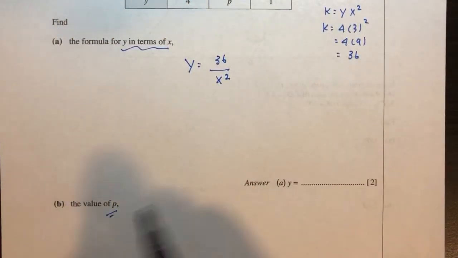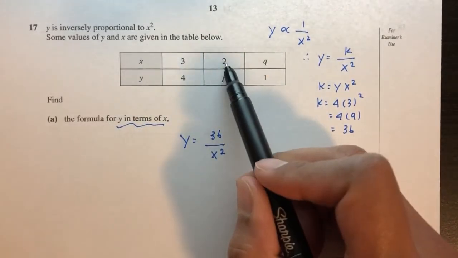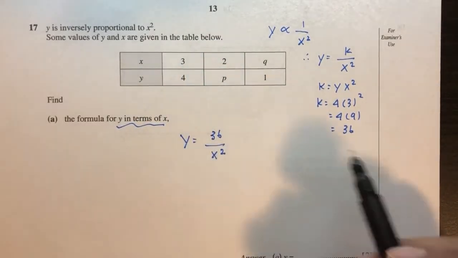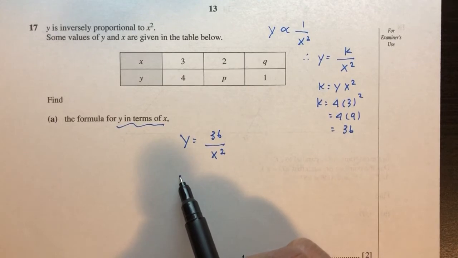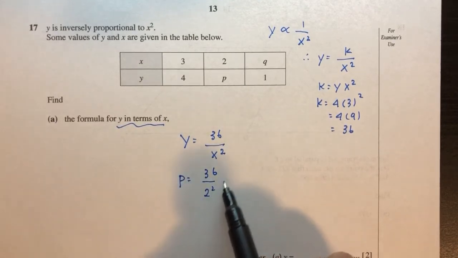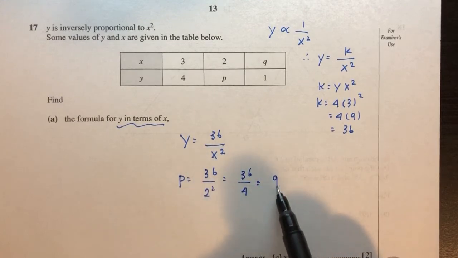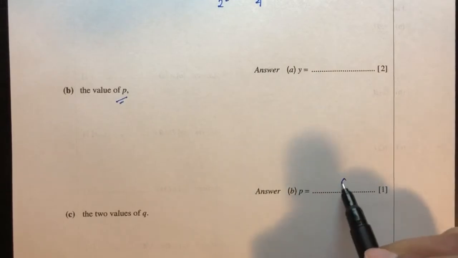Now part B, find the value of p. P will be here. So we have to replace x as 2 to find the value of P. So P is y, x is 2 square, that will be 36 divided by 4, that will be 9. Value of P will be 9.